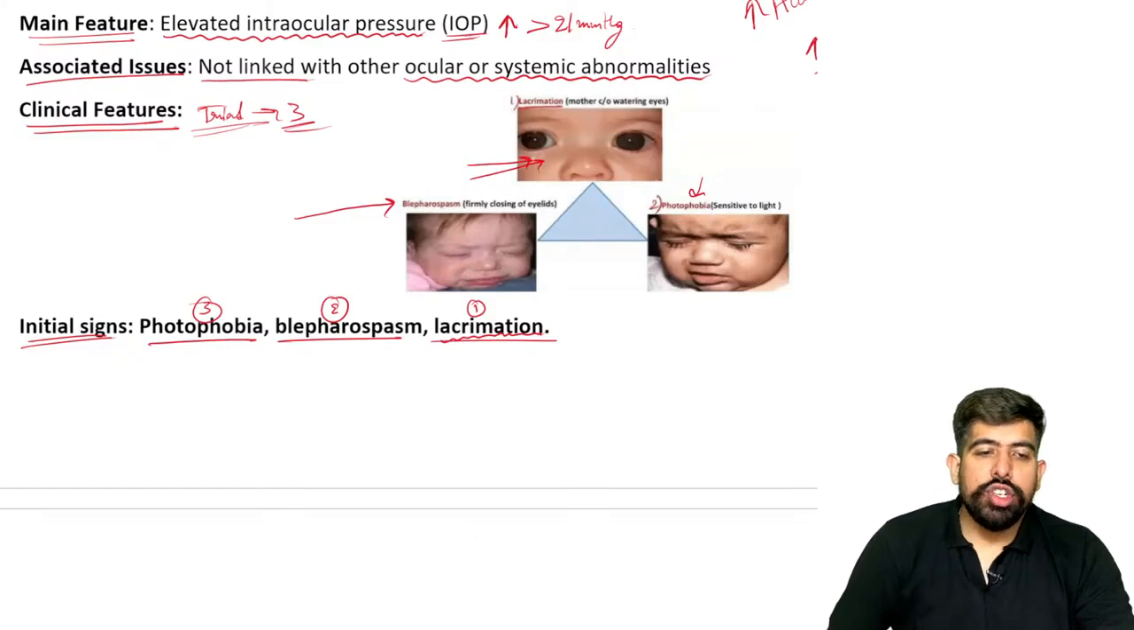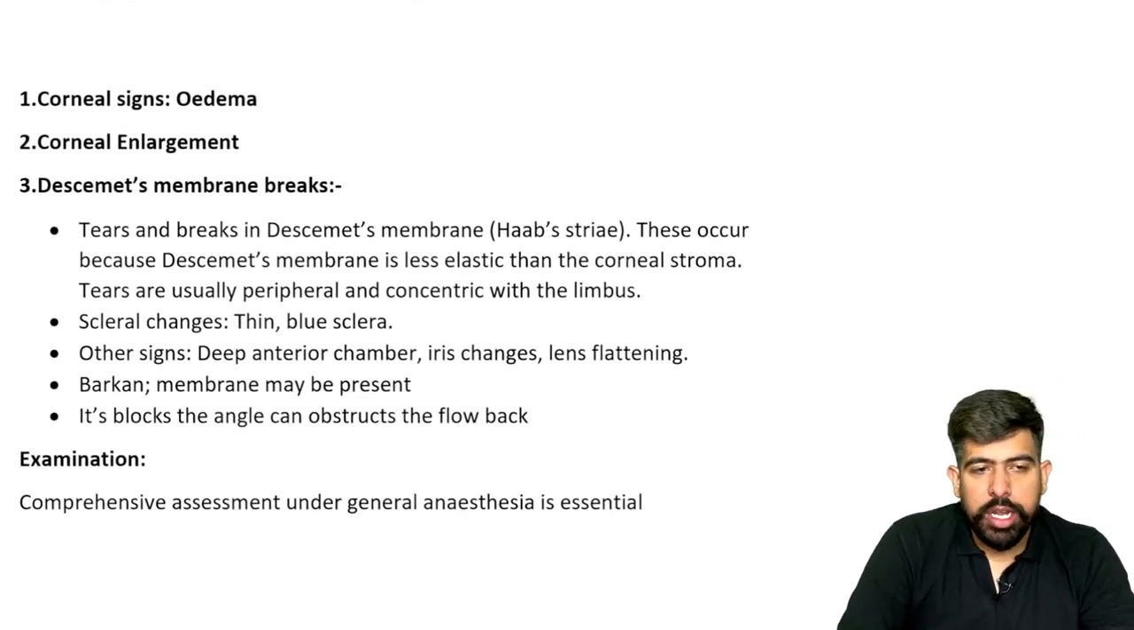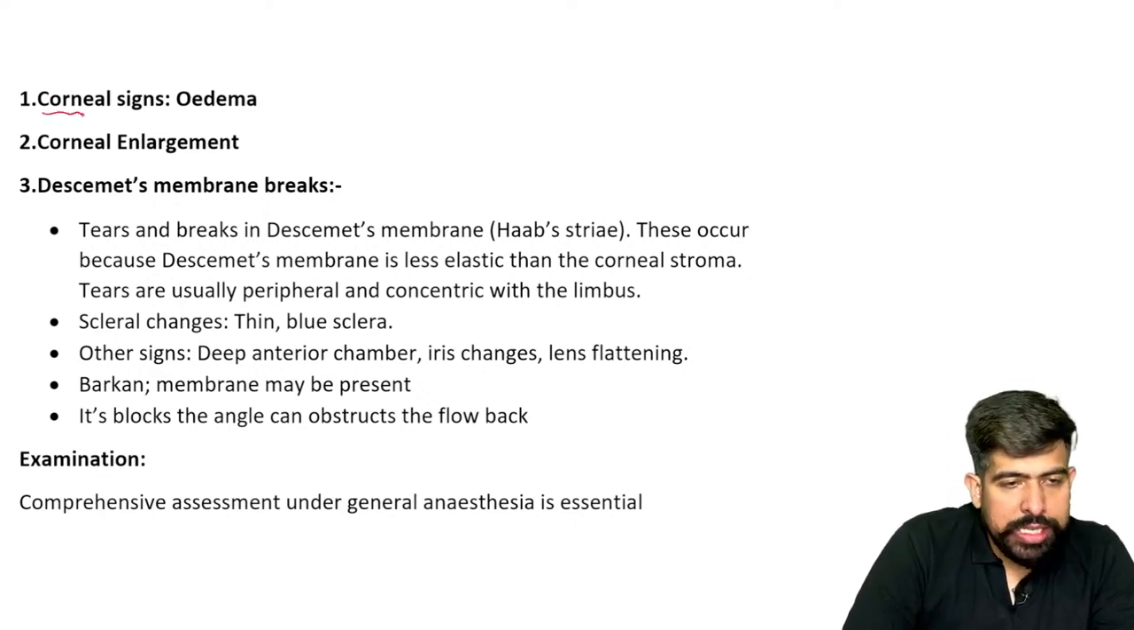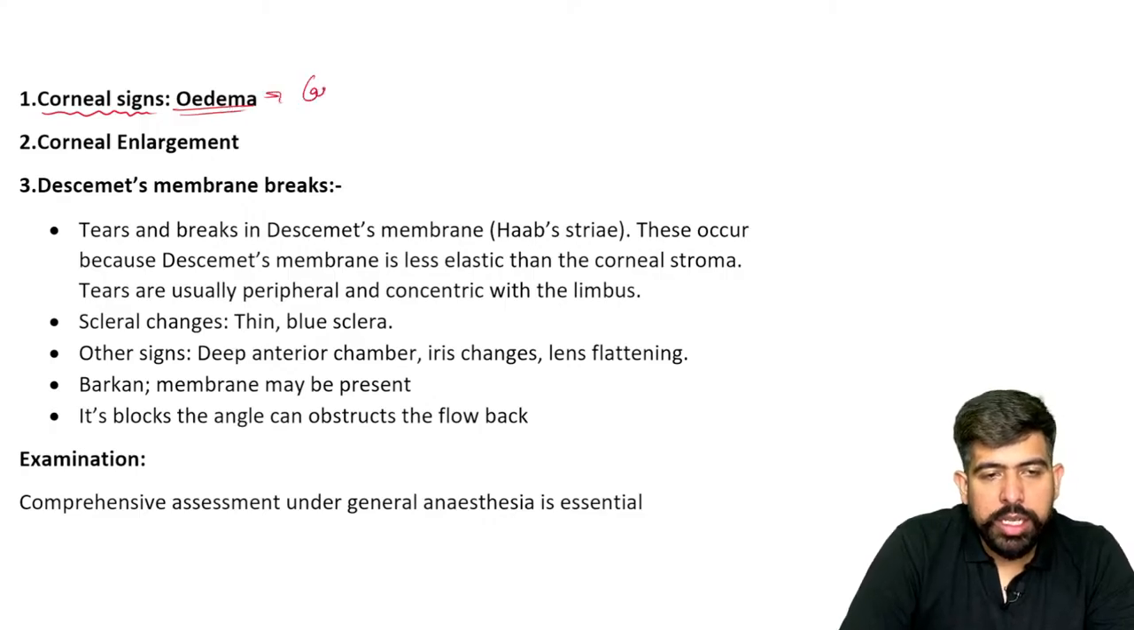This triad should be presented initially over there. All right. Now, what are the other signs? In the more we have to see the corneal sign. In the corneal sign, we have to see there is a corneal edema. Right? There is a corneal edema that we are going to see.